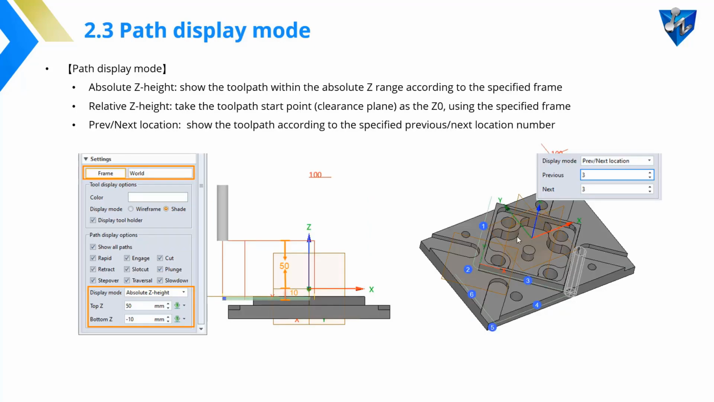Absolute Z height is very clear, which shows the toolpath within the absolute Z range according to the specified frame. Like the image shown here, we show the toolpath from Z50 to Z-10. The relative Z height takes the clearance plane as Z0, and we can check it inside the software a little later. The last mode is previous/next location, which shows the toolpath according to the specified previous and next location number. Let's just go to ZW3D to check directly.